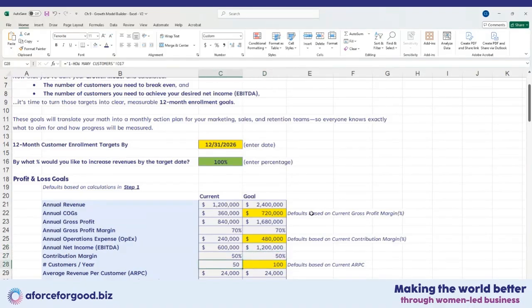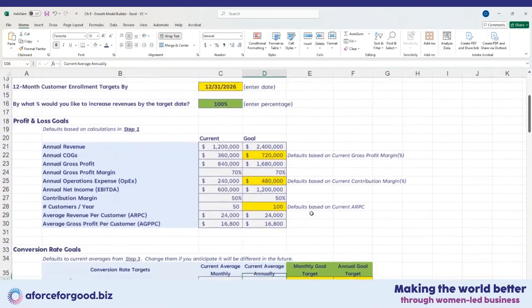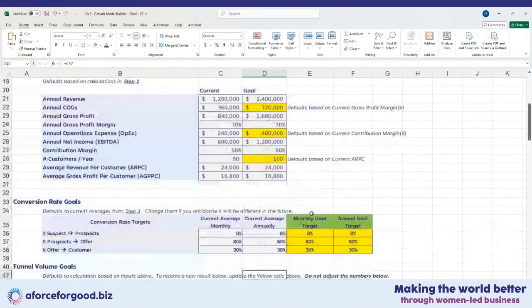How many customers do you need per year? Right now, 50 customers per year with average revenue per customer of 24,000. Next year, you're going to need 100 with the same amount of revenue per customer. All right. So you have set your P&L goals for 12 months. Next, you're going to look at your conversion rates.